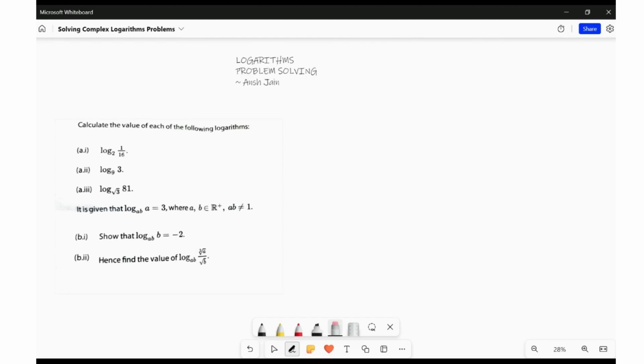Today we are going to look at some logarithms problems. Most of them would be easy and we'll look at 7 to 8 questions. Some are difficult but we'll look at all of them step by step. The first question is very easy. It is just based on the basic understanding of the logs.